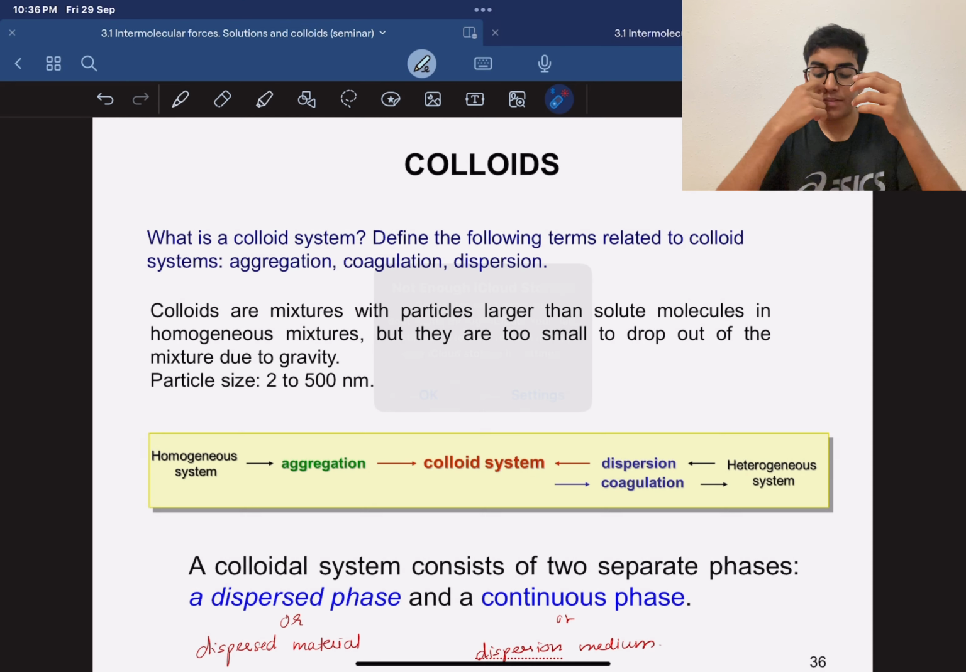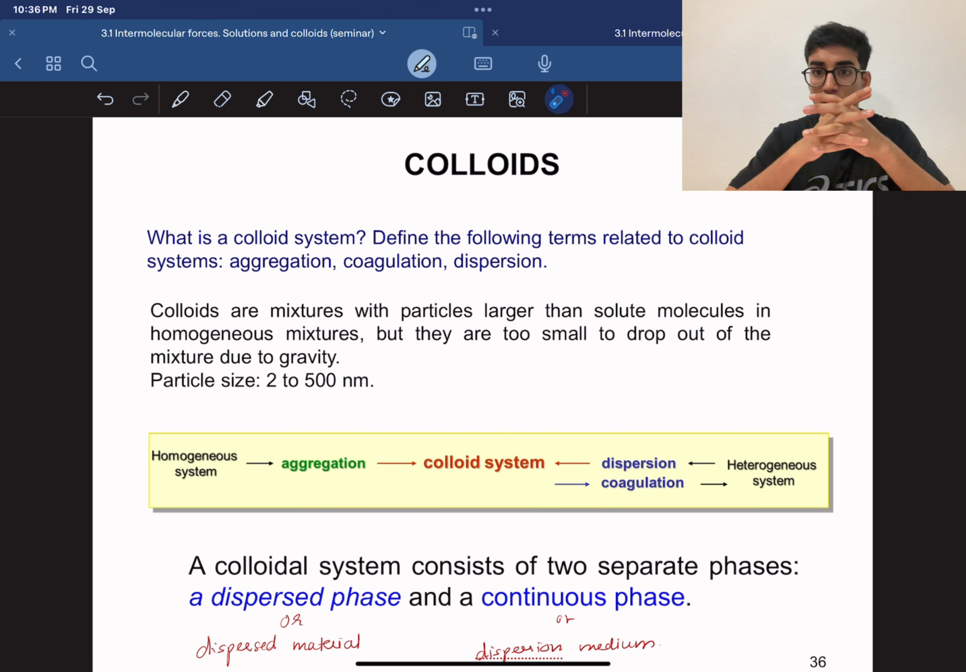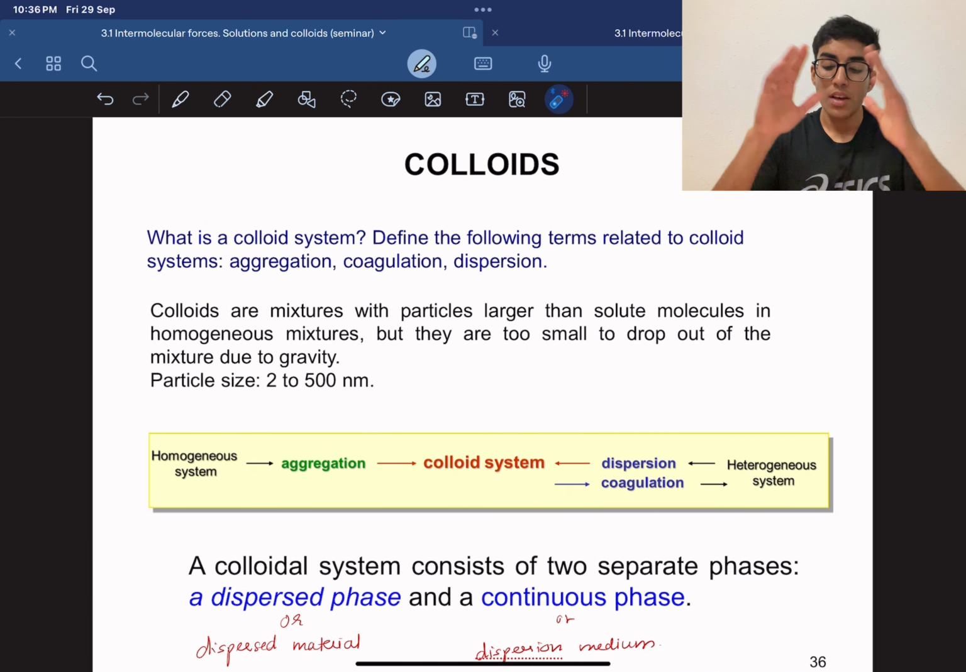Add that in more quantity. Okay, that's solvent, then that's solute. Water is in more quantity, so it's solvent. Salt is in less quantity, so it's solute.